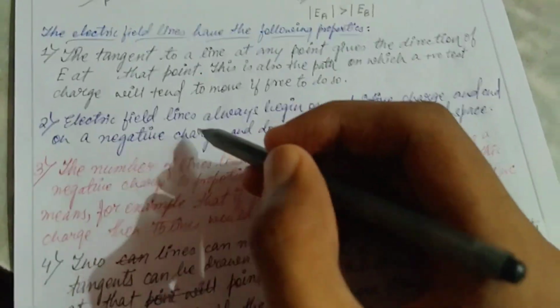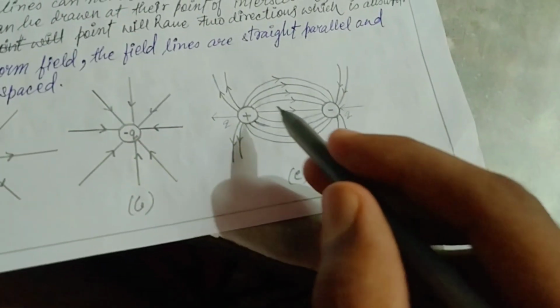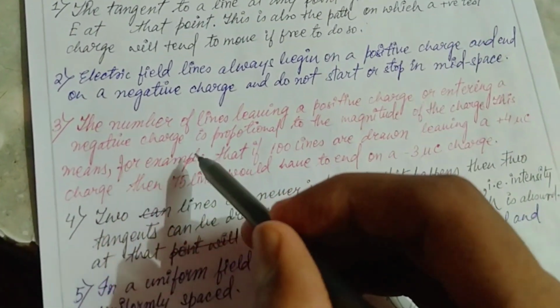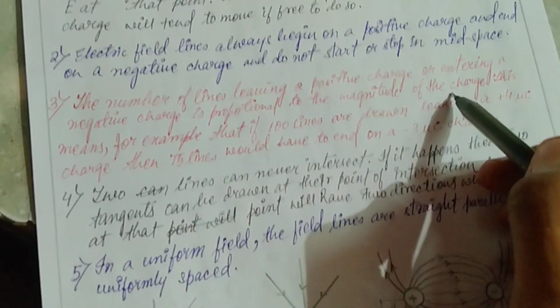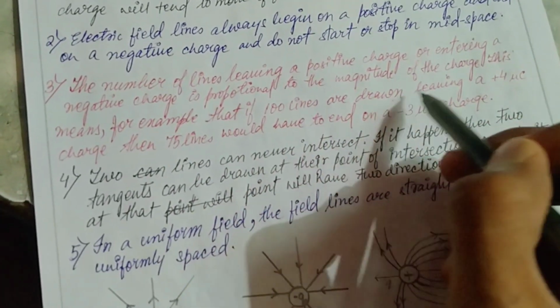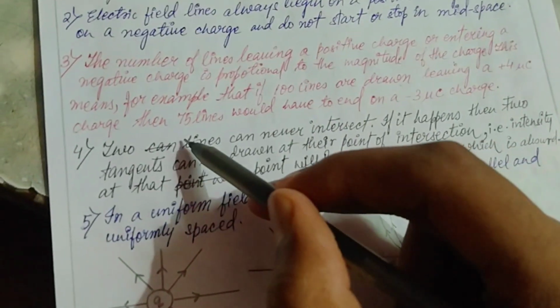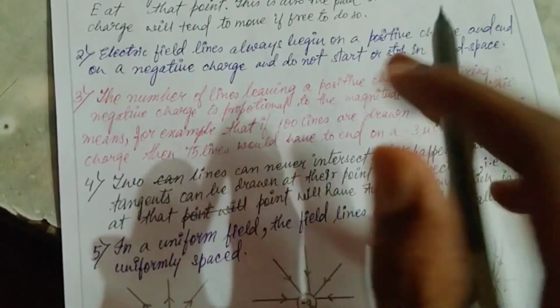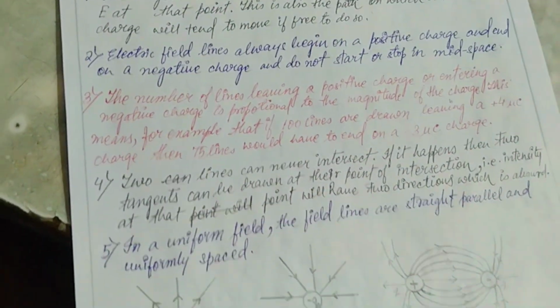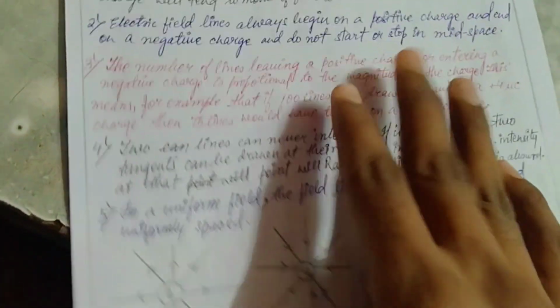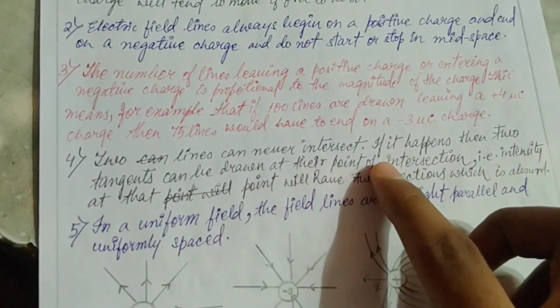So we got to know that the electric field line starts from the positive and it ends in negative. The number of lines leaving a positive charge or entering a negative charge is proportional to the magnitude of the charge. This means that if 100 lines are drawn leaving +4μC charge, then 75 lines would end on a -3μC. Two lines can never intersect.